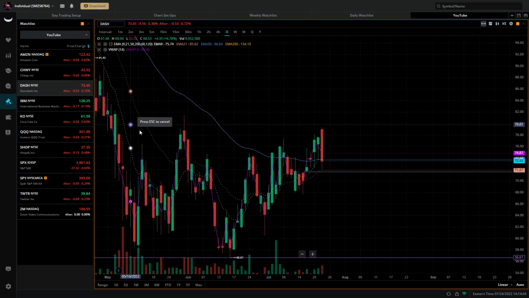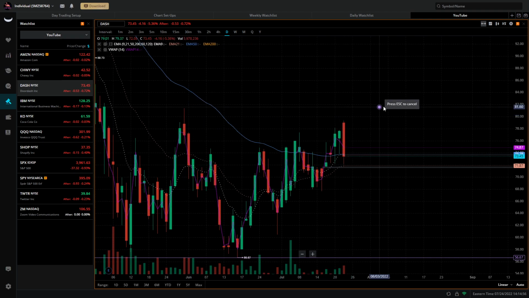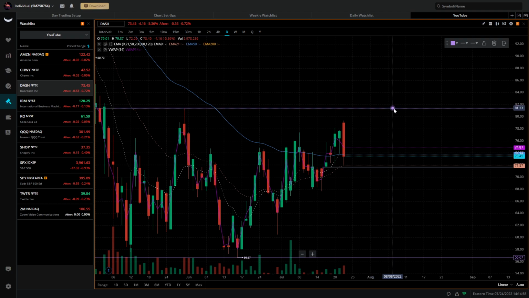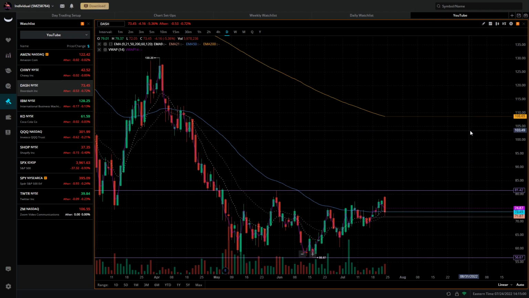It's not going to be this one, because this is a good level to play for a break to the upside. It won't be just the initial downtrend candle. It's always going to be the retest of the level, which is now 81.44. That is the new level we're going to be playing.